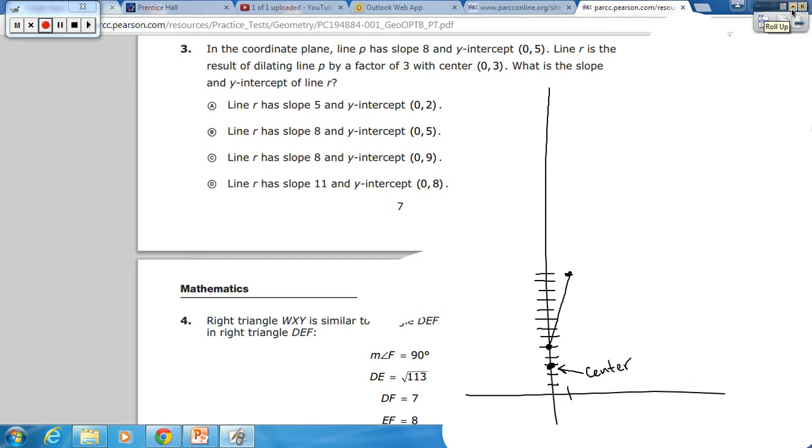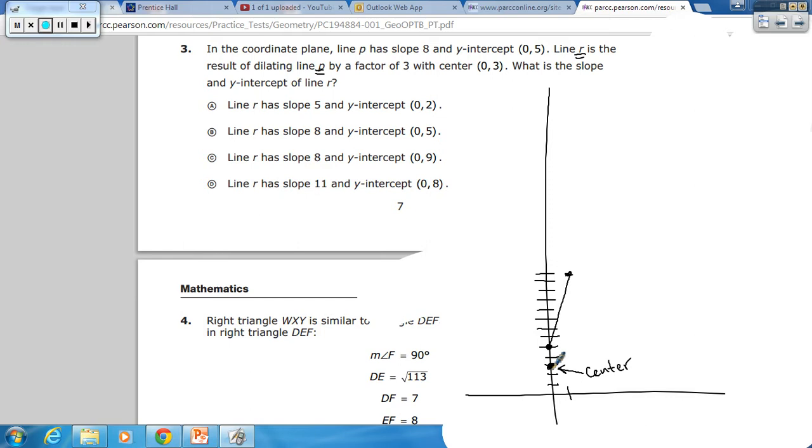And it says this: in the coordinate plane, the line P has a slope of 8 and a y-intercept of 0,5. So what I tried to do right here, went up to 0,5, did a slope of 8. We've got our line that they're referring to right there. Line R is the result of dilating line P by a factor of 3. So line R is going to have to be 3 times as large as line P. Okay? With a center at 0,3, what is the slope and what is the y-intercept?